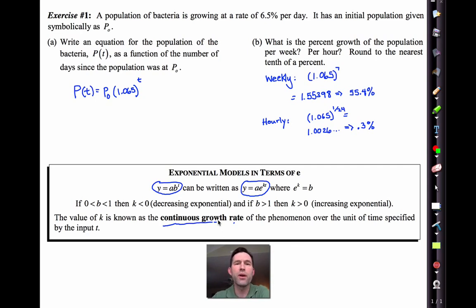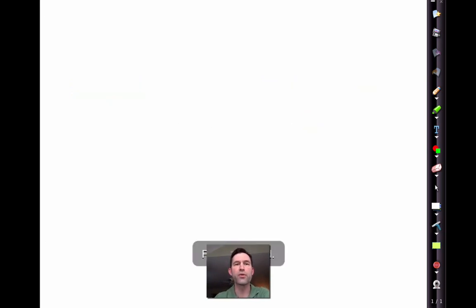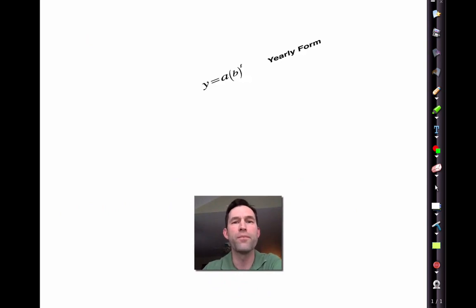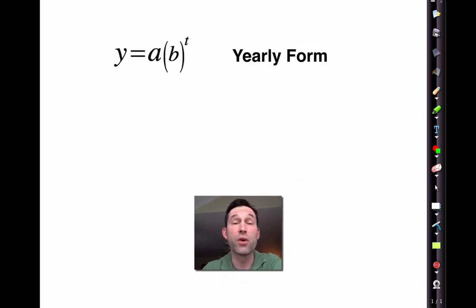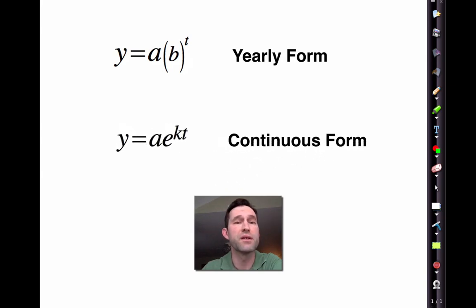What I'm going to do is go to another slide for a second. We're going to scrub this out. Go to another slide because I really want to compare this, I call it a yearly form, although that's not a great term because T can be in things other than years, versus what's known as the continuous form. I really want to take a look at these two.